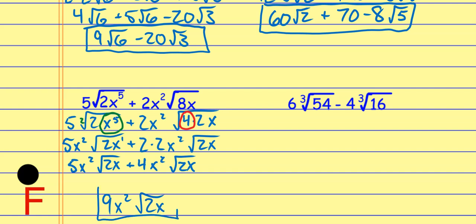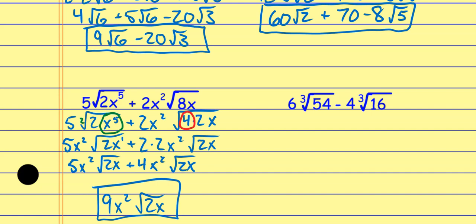Okay? And so again, the thing I like about this example is showing that relationship between simplifying like terms with variables and simplifying like radical terms. It's the same thing. Add the numbers out front. The other stuff stays the same.